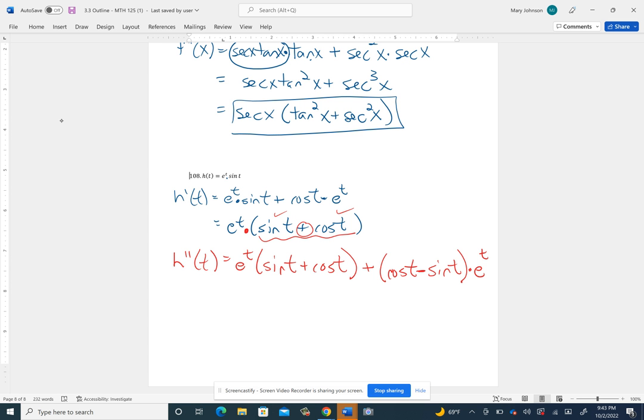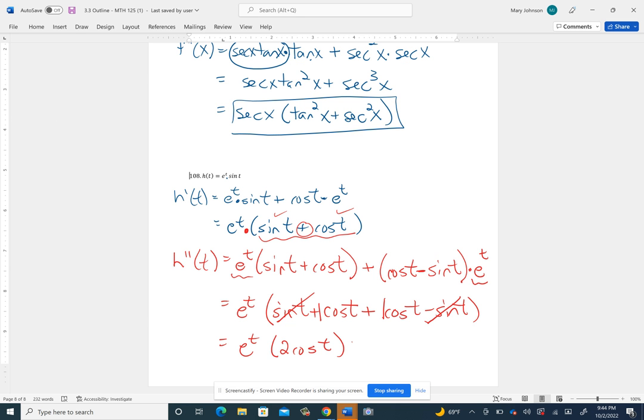Okay. So here's a case where I notice this e to the t is common again. So I'm going to factor it out. What's left from the first chunk is sine t plus cosine t. And then what's left from the second chunk is cosine t minus sine t. So sine t and negative sine t cancel, e to the t, and then there's one cosine t and another one. There's two of them. It would look a little better if I put the 2 out in front, maybe. And there you have it. That would be the second derivative.